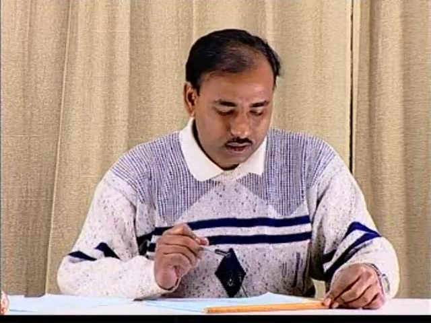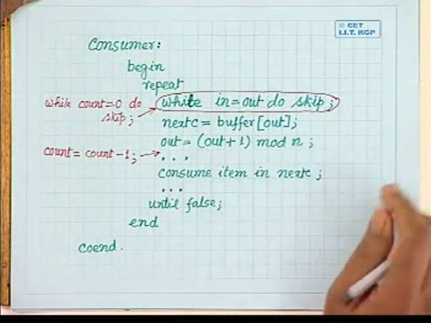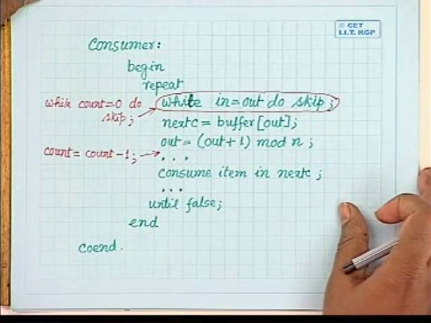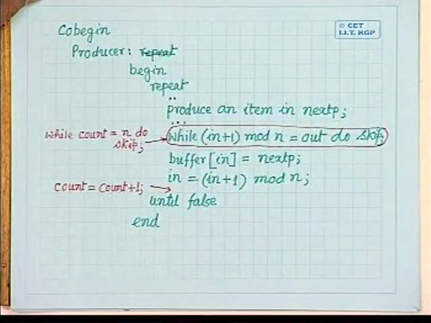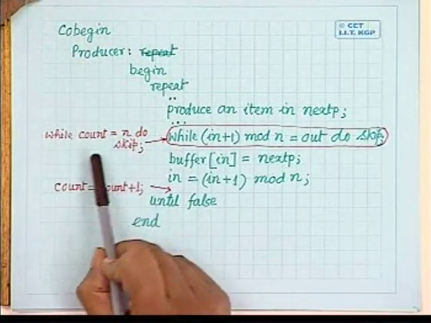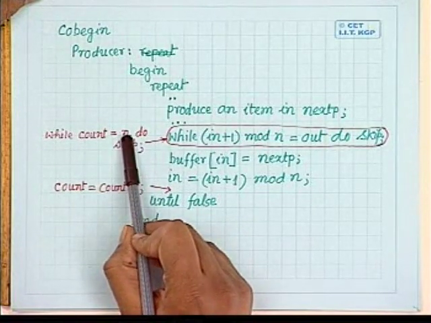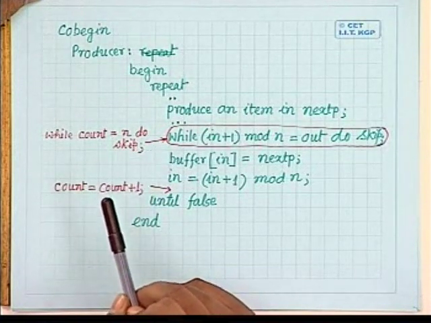Okay, so to avoid that problem, what we have suggested is, let us use one more variable, say count, where count will give the number of items that are present in the buffer. So whenever a producer process produces an item and puts it into the buffer, it will check the value of the count. If the count is equal to n, that indicates that the buffer is full, so the producer process cannot put the element into the buffer.